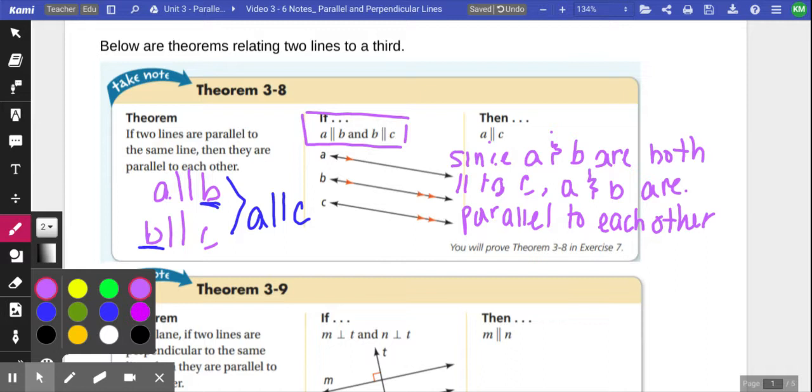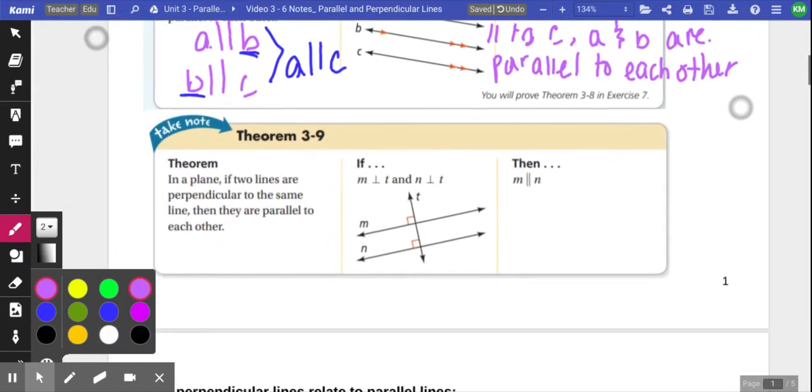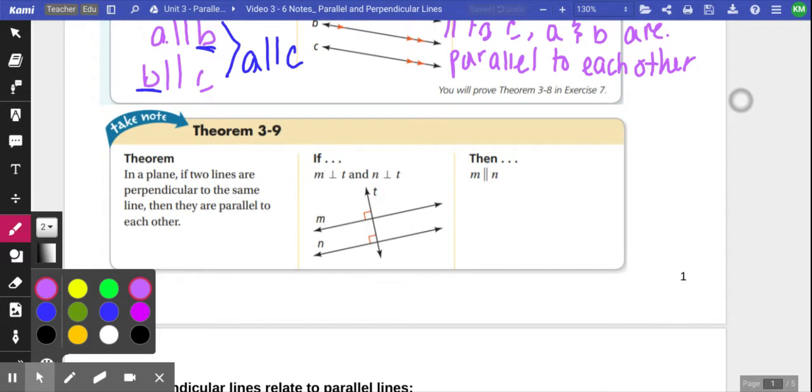Okay, then we can kind of take a look at another theorem, 3-9. So for 3-9, this theorem says, in a plane, if two lines are perpendicular to the same line, then they are parallel to each other. So this kind of goes back to before we talked about like with the roads, right? So if you take a look, M and N here, this line and this line, are both perpendicular to T, so they must be parallel to each other.